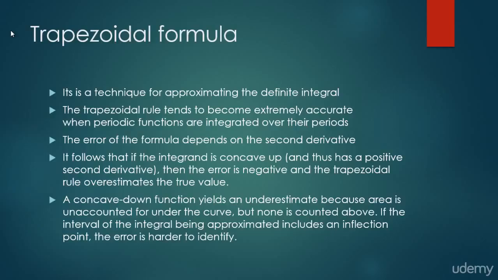The trapezoidal rule tends to become extremely accurate when periodic functions are integrated over their periods, such as cosine or sine and so on. The error of the formula depends on the second derivative, such that if the integrand is concave up, it means that the second derivative is greater than 0, so it's positive, then the error is negative and the trapezoidal rule overestimates the true value. On the other hand, if the integrand is concave down, then the error is positive and the trapezoidal rule underestimates the true value.